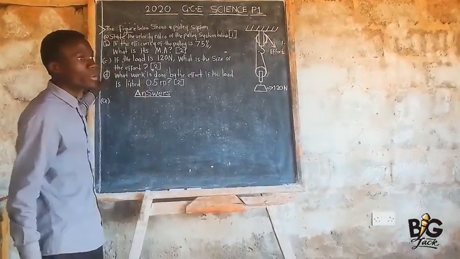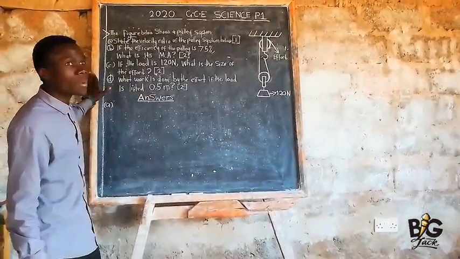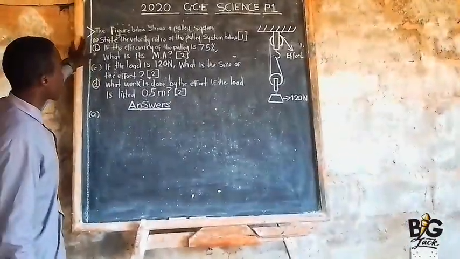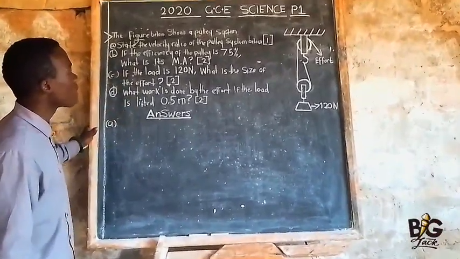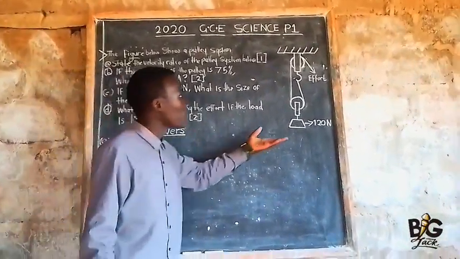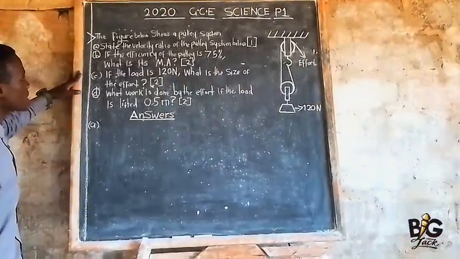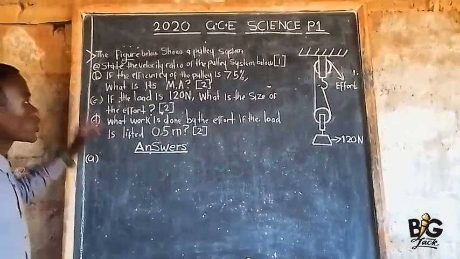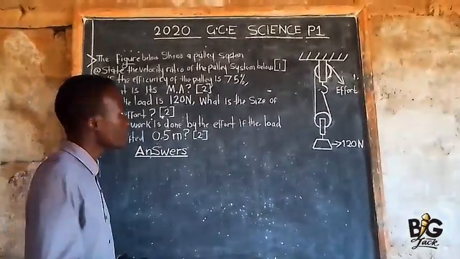So in this video we are going to answer science paper. Specifically we are going to answer question B3. So the question is saying the figure below shows a pulley system. So we have this pulley system. The first question is saying state the velocity ratio of the pulley system below.